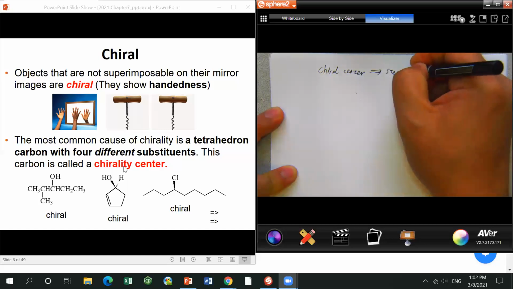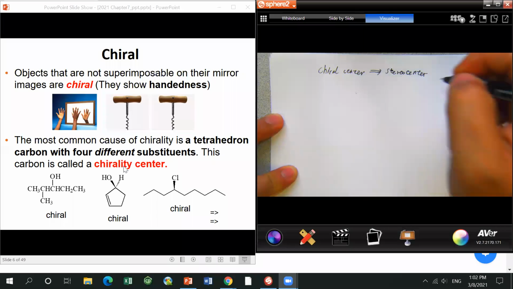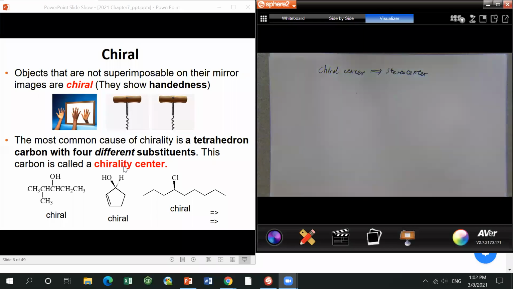The stereo center definition we learned in chapter 6: if you swap two substituent groups on the stereo center, it changes the configuration. Here are some examples of chirality centers. Keep in mind: sp3 hybridized carbon with four different attachments. In the first one, this carbon has the OH, hydrogen, and isopropyl group attached, so that's four different attachments, a chiral center.